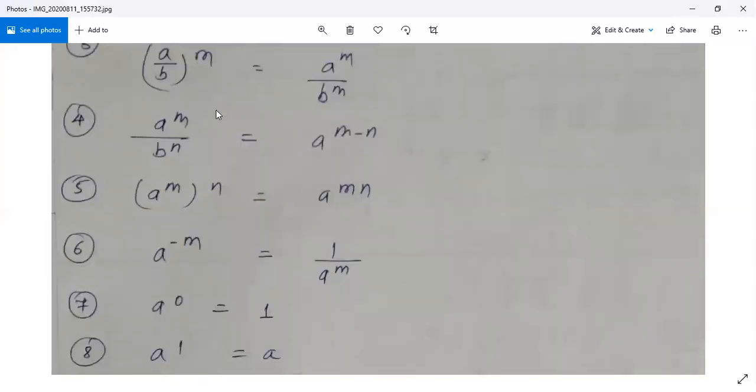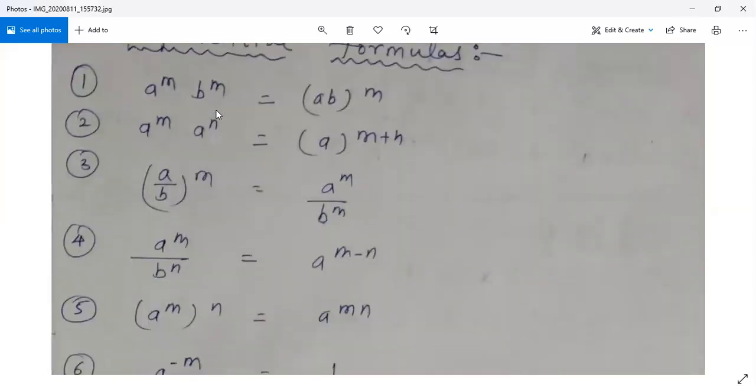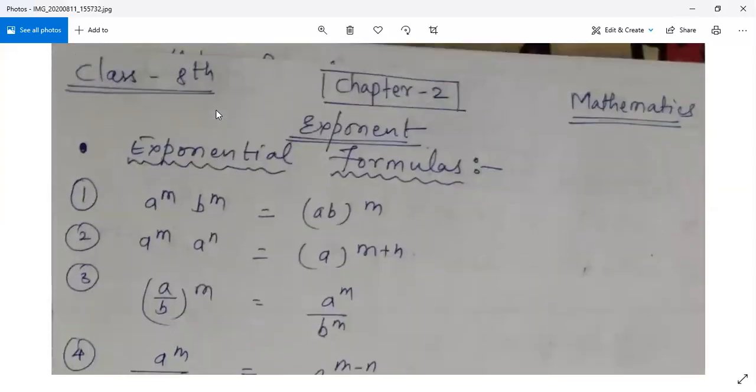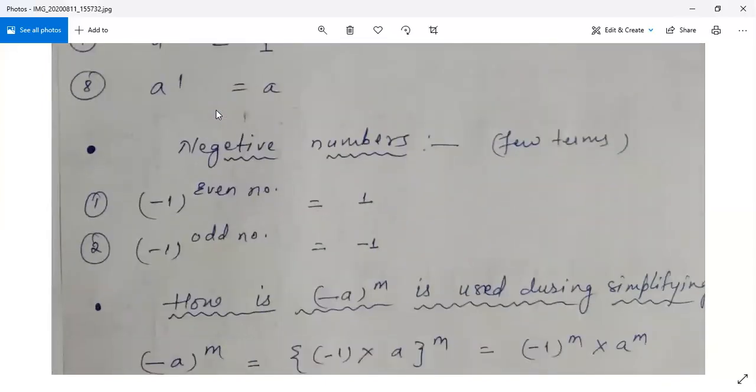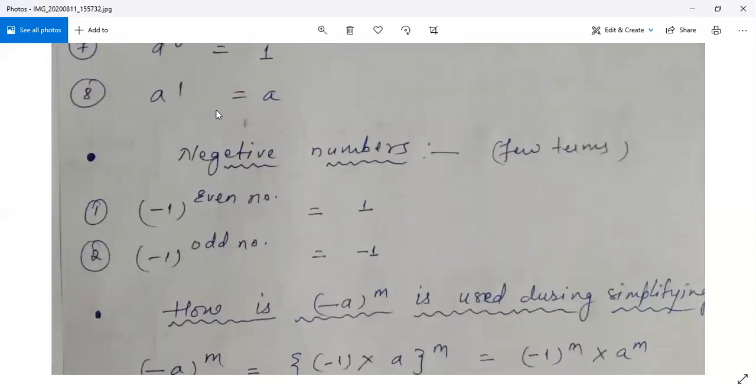Okay. So in previous classes, you would have learned already that an exponent is formed just using the natural numbers. The exponential formulas are just for natural numbers. In previous classes you would have learned about the positive ones.